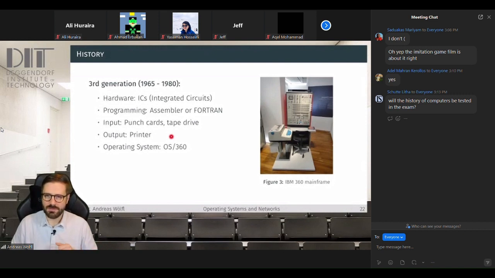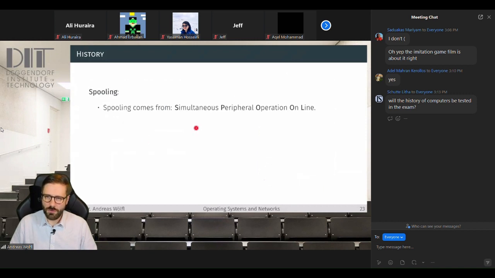The first operating system that we know runs on these IBM 360 mainframe machines is OS 360. It's the operating system for this 360 machine. And there are concepts that improved the efficiency and the look and feel of working with computers dramatically. The first one is spooling. Spooling comes from simultaneous peripheral operations online. It's a very heavy term for a mechanism that is quite easy.